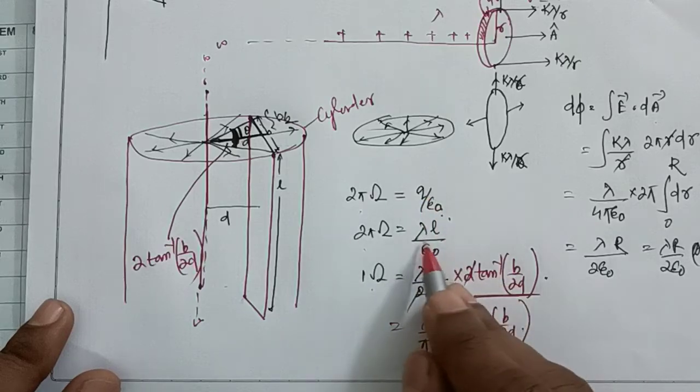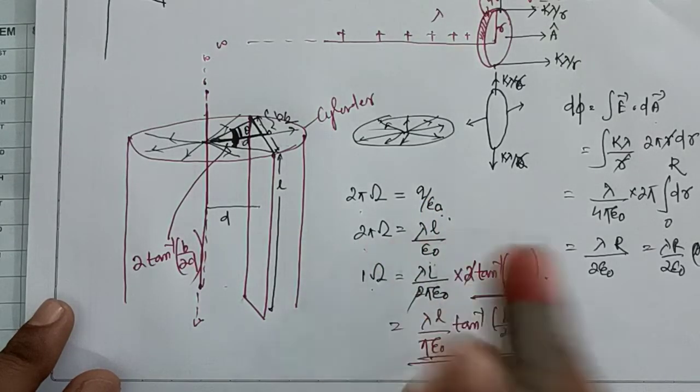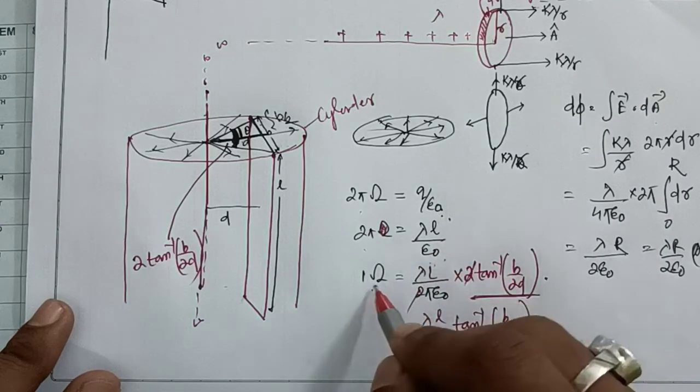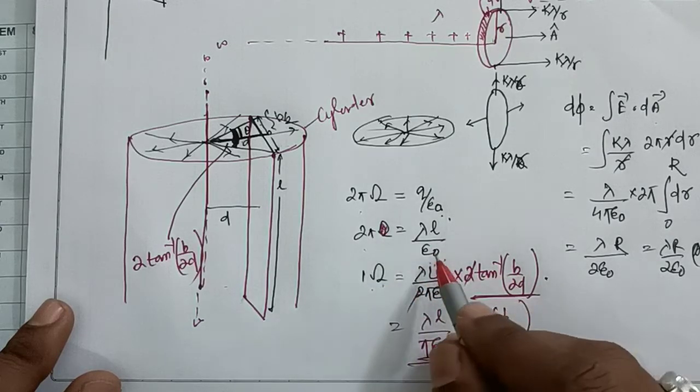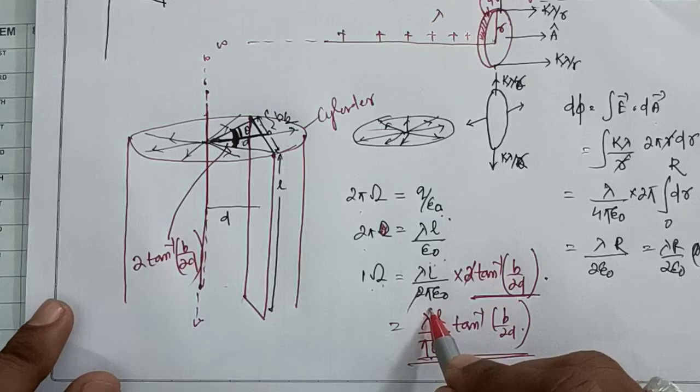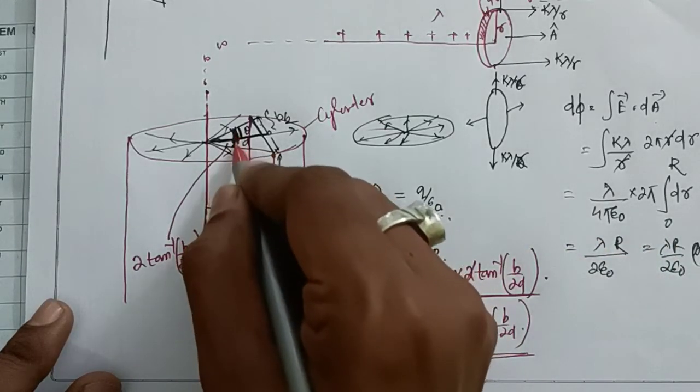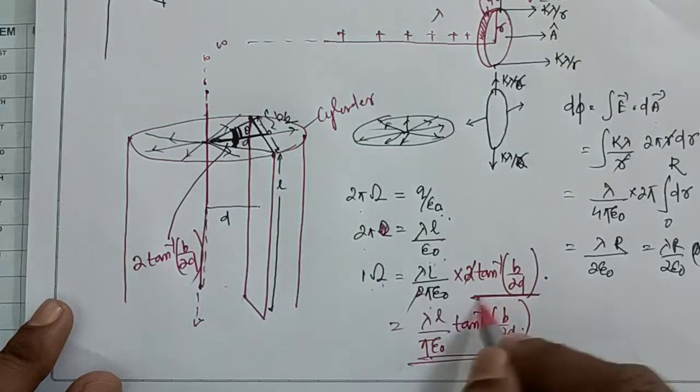Charge can be written as lambda into L. So for the 2 pi angle, this is lambda L upon epsilon naught. For the 1 pi angle, it will be lambda L upon epsilon naught upon 2 pi. So we'll get these expressions. And in this angle, how much flux will be passed? I'll simply multiply this angle.